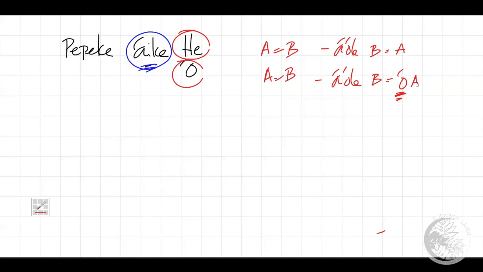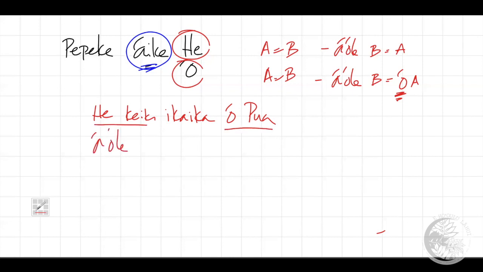Yeah, what's examples of that? Let's look at something. Let me go straight into the Hawaiian. He keiki ikaika o Pua. Keiki ikaika o Pua, Pepeke ʻAike. Negation, ʻaʻole o Pua, e keiki ikaika. ʻAʻole o Pua, e keiki ikaika.